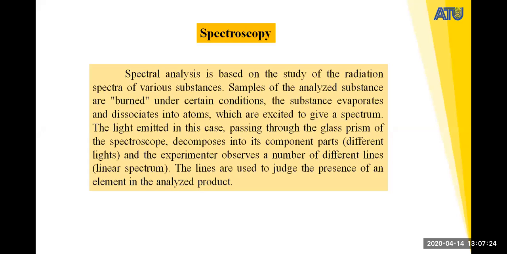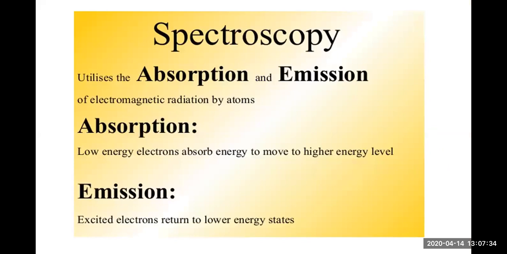This is a line spectrum, and the lines are used to judge the presence of an element in the analyzed product. It utilizes absorption and emission of electromagnetic radiation by atoms. Absorption is when low energy electrons absorb energy to move to a higher energy level. Emission is when excited electrons return to lower energy states.